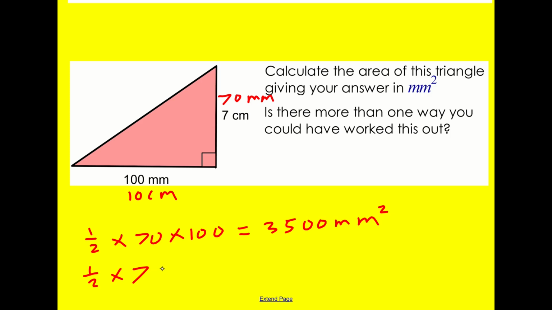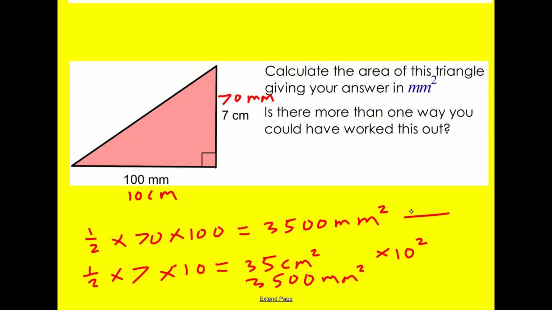Or we could have done a half times 7 times 10, which is 35 centimetres squared. And then I've got it in centimetres squared, so I need to times by 10 squared to get it into millimetres squared. And I'll again get exactly the same answer. So you can decide how you go about it. In this case, I do think the first way is quicker.